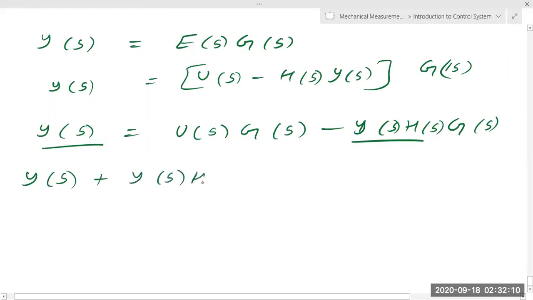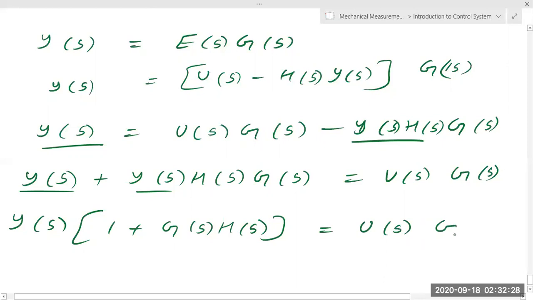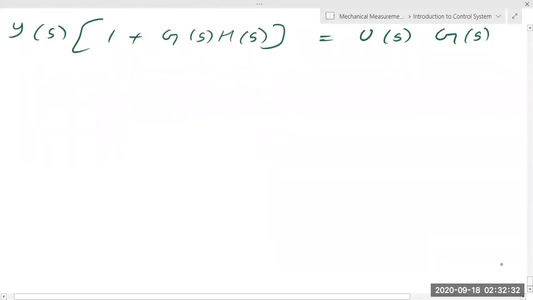Y of s into h of s into g of s will be equal to u of s into g of s. Now, if we take y of s common out of this, what will remain here is 1 plus g of s into h of s will be equal to u of s into g of s, right? Now, what do you mean by y of s?